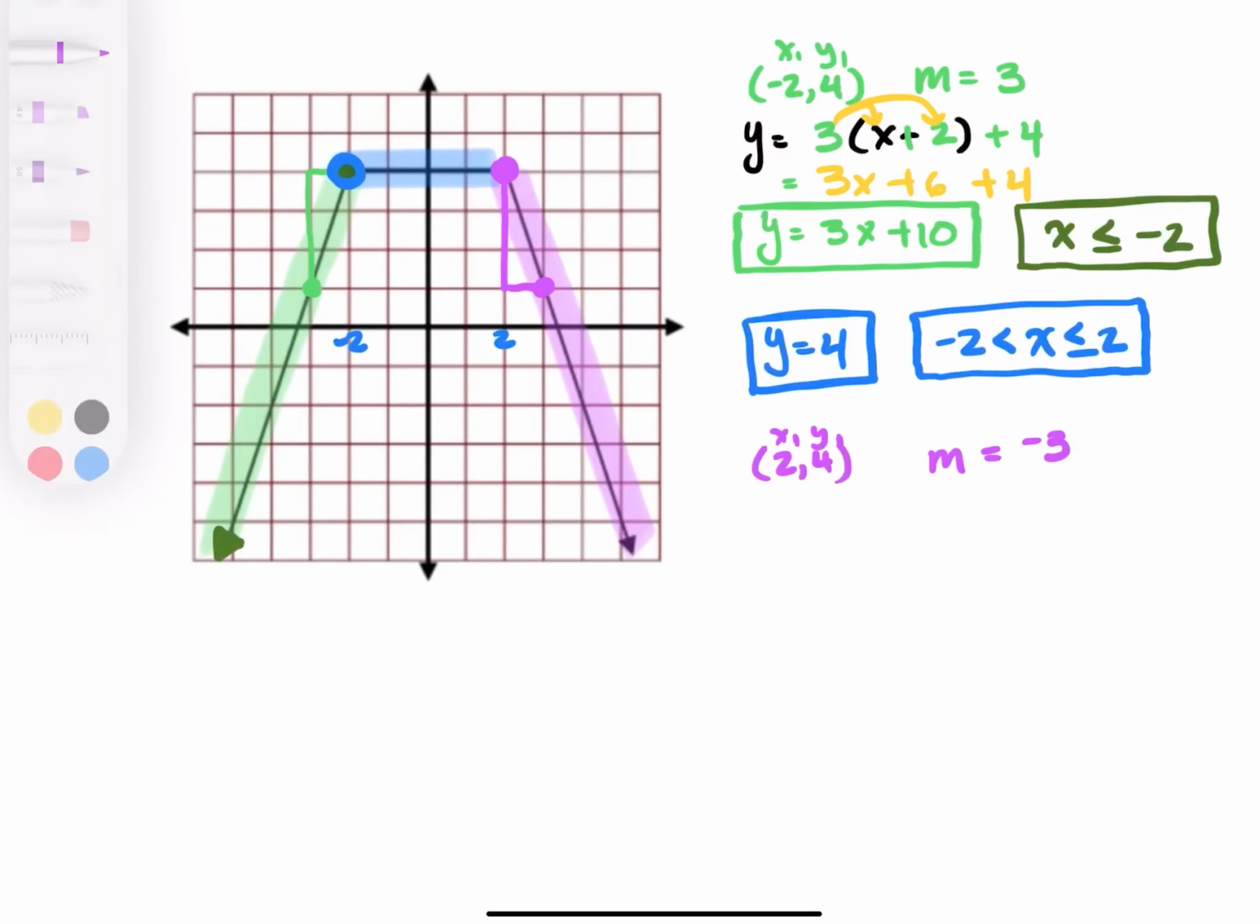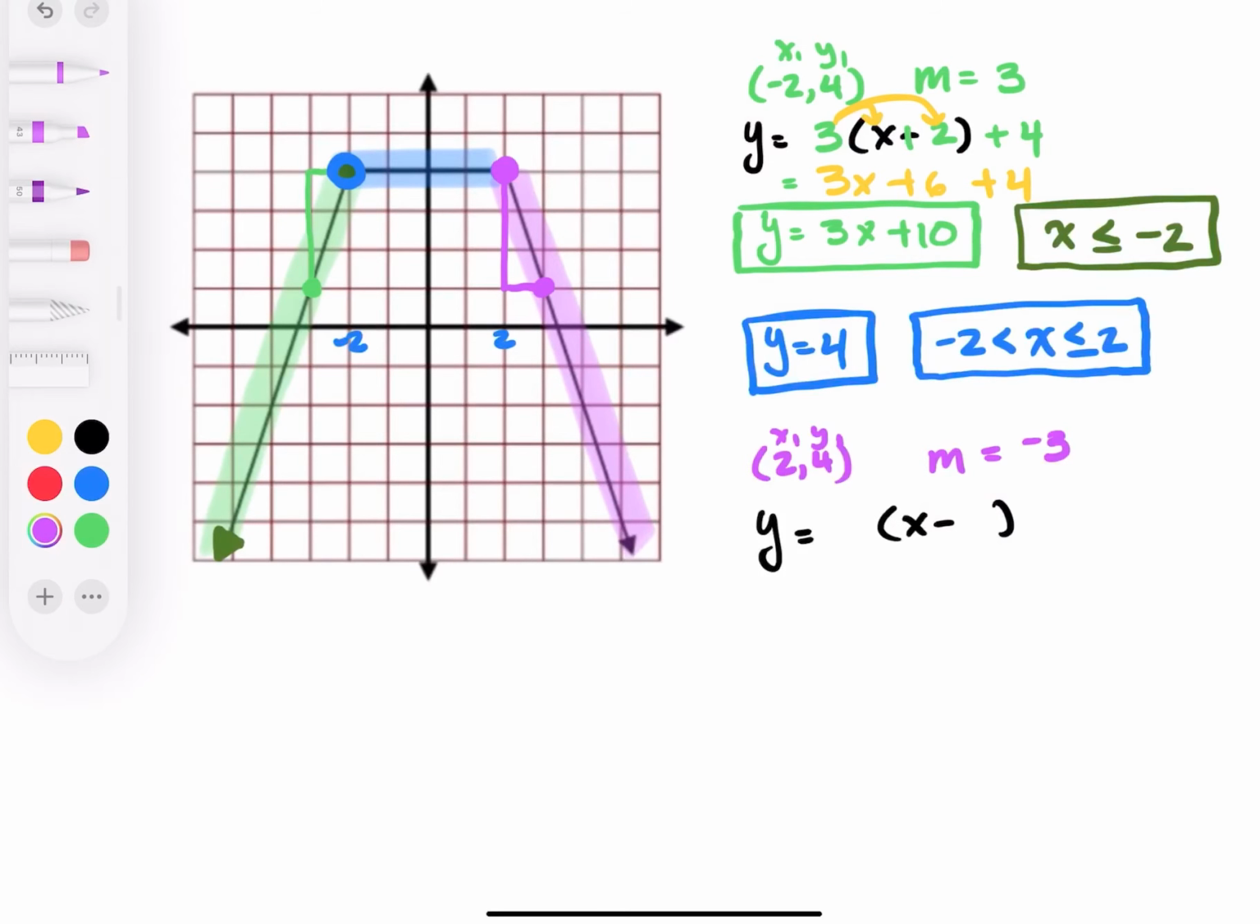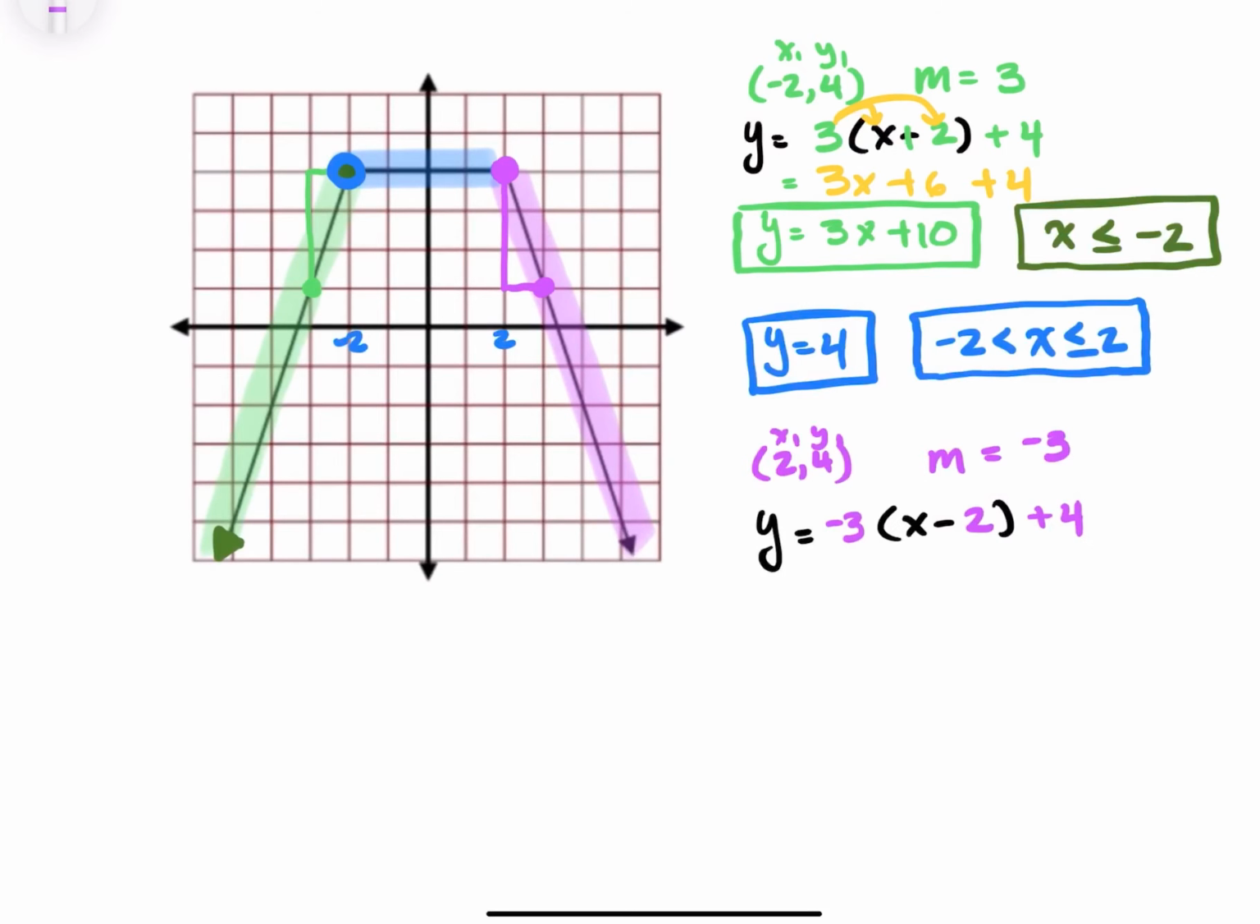So again, we'll put it into our point slope form. Y is equal to m times x minus x1 plus y1. We'll just substitute everything we know. Well, we do know that m is -3. We know that x1 is 2. And we know that y1 is 4. So we'll simplify that. We'll distribute the -3, giving us -3x. -3 times -2 is +6. And then we have our +4. And then we'll go ahead and combine our 6 and our 4, giving us y is equal to negative 3x plus 10. So there's the equation piece.